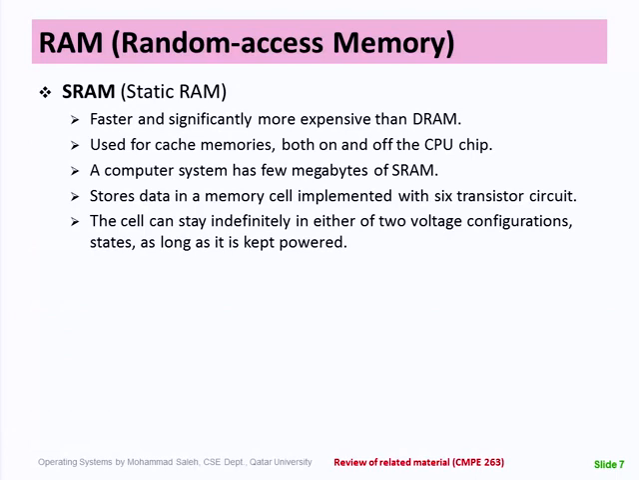SRAM is much faster than DRAM. The static RAM is much faster than the dynamic RAM, and it is very expensive. One of the reasons is that it is made of a 6-transistor circuit. It is used only for the topmost level of caching, the top level of memory. So the computer system has only very little SRAM.